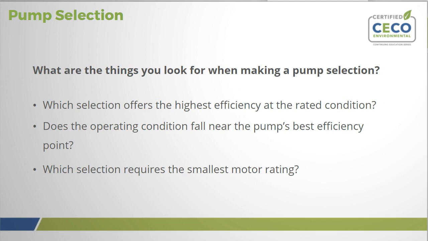So what are the things you look for when making a pump selection? Which selection offers the highest efficiency at the rated condition? You know, we went over that. The pump that we chose, you saw that triangle very close to the best efficiency point. So again, does the operating condition fall near the pump's best efficiency point? That's a very important consideration. And then which selection requires the smallest motor rating? Those are the three main takeaways from that.